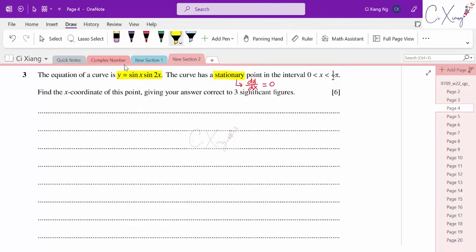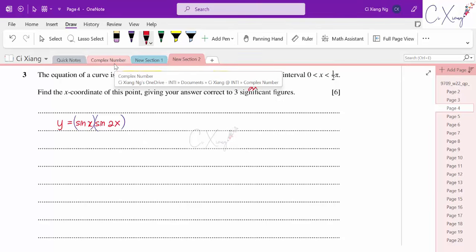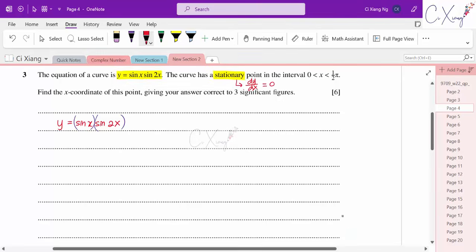Okay, so for this question, they want us to find the x coordinate for this point, giving your answer correct to 3 significant figures. Alright, first step, we should try to differentiate it first because we need to let dy/dx equals to 0. According to what we see here, we are having the product of two functions. So we are having sin x multiplied with sin 2x. So these are two different functions here, two brackets. To differentiate the product of two expressions, we need to apply product rule.